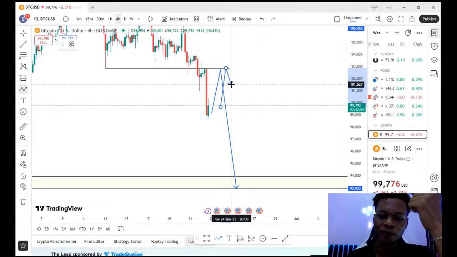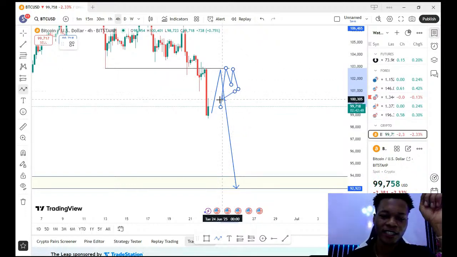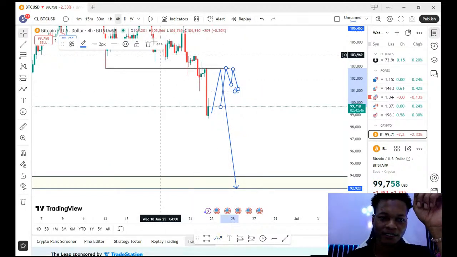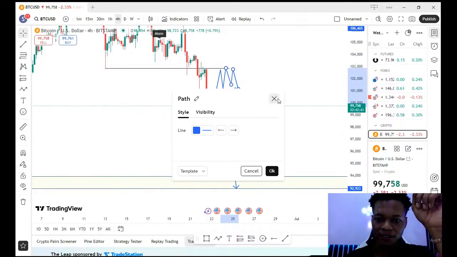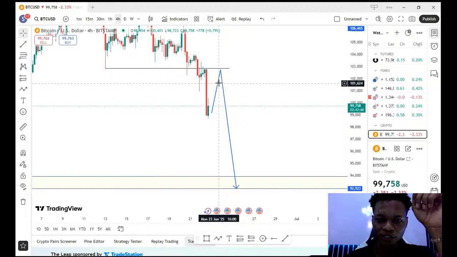Always look for this form. Price will give you this to push down, push up again, and then this is it. Then you join the sellers. I'm going to click another thing. All right, price will come. This is your confirmation here.